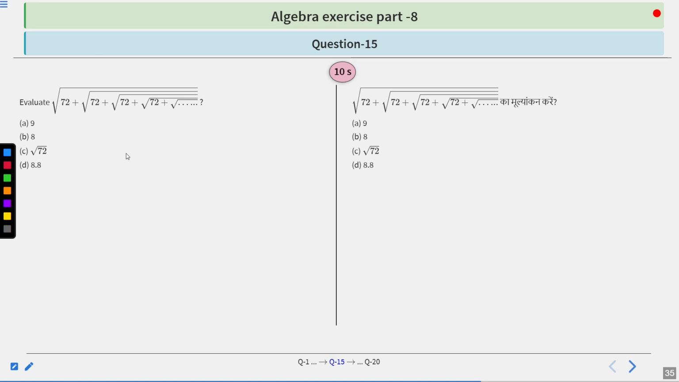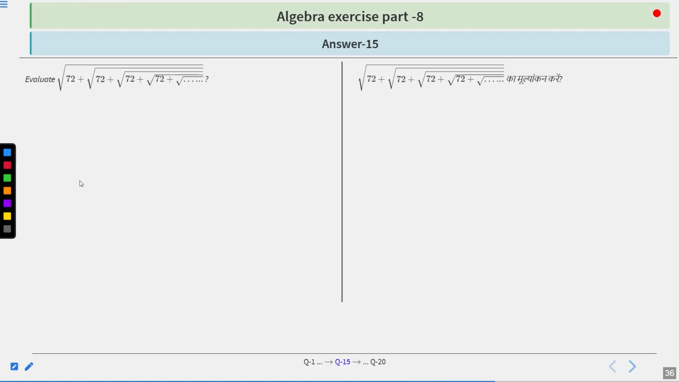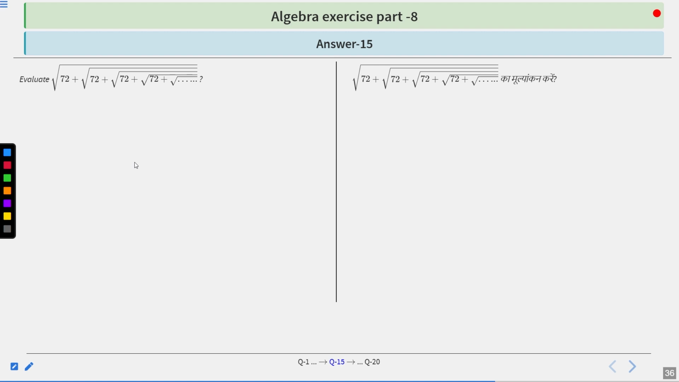Next, evaluate under root 72 plus root 72 plus root 72 plus root 72 plus and so on. And the options are option A 9, option B 8, option C root 72, and option D 8.8. Now we have to find the value of under root 72 plus root 72 plus root 72 plus root 72 and up to infinity. The correct answer to this question is option number A, 9.